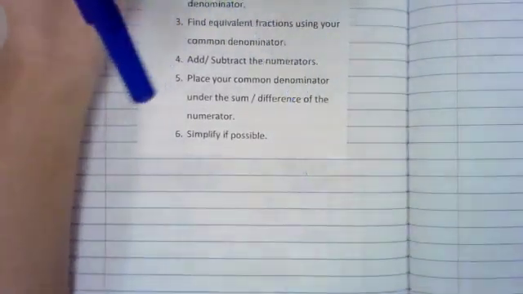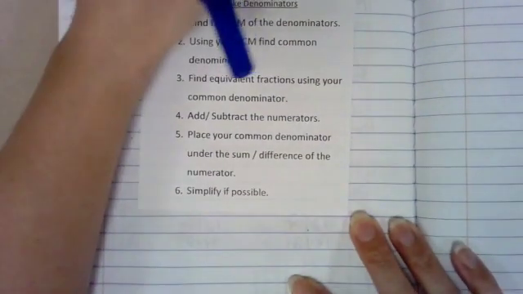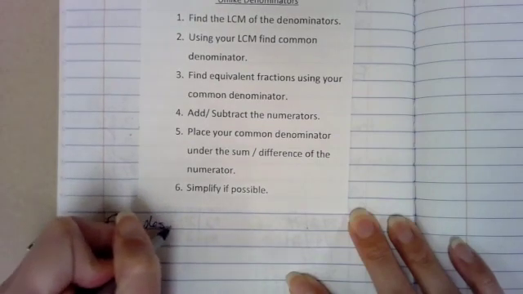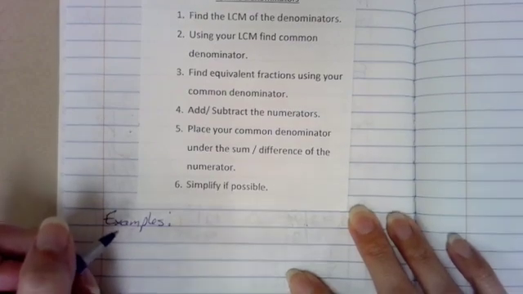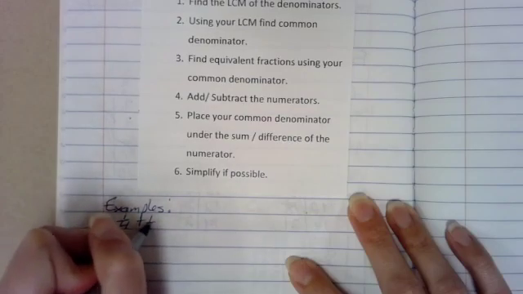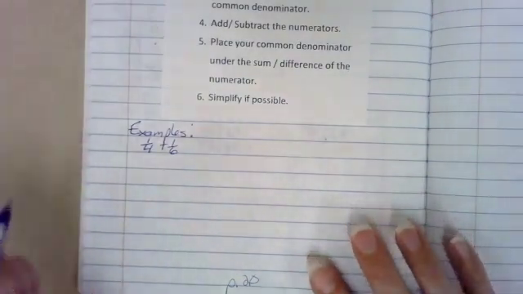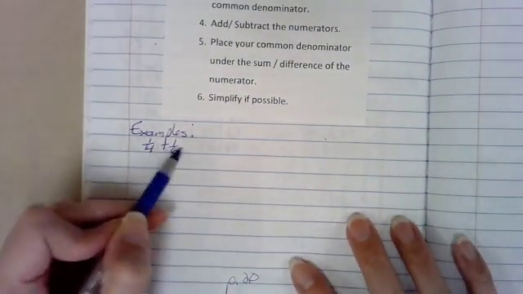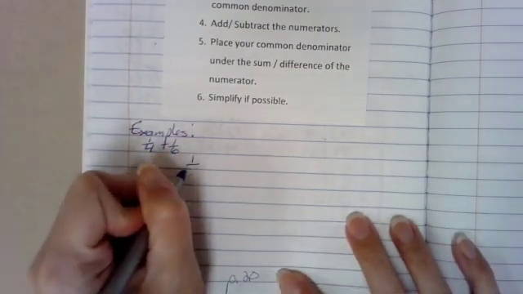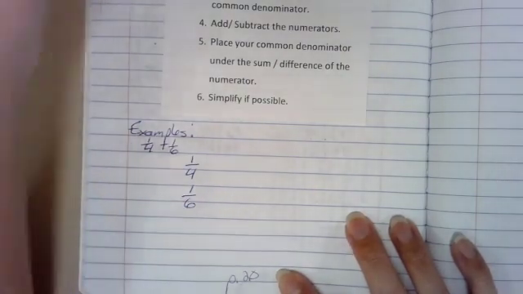I just think it makes the most sense that way. All right, so our directions, well, I'm going to do the examples as we talk about our directions. So the first one we're going to do is 1/4 plus 1/6. So here is something really important. Whenever you are adding fractions, do not add them this way. You want to add them one on top of the other, just like a whole number. So 1/4 plus 1/6.